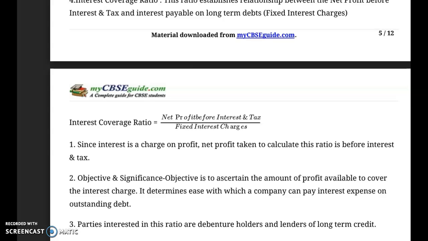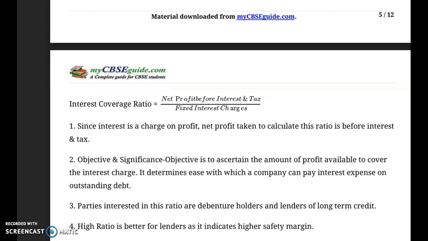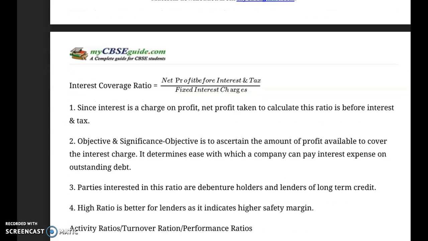Parties interested in this ratio are debenture holders and lenders of long-term credit. All those parties who have given long-term loans to the organization are very much interested in calculating this ratio because they want to know whether the profits are sufficient or not to cover their interest, or the long-term interest charges.